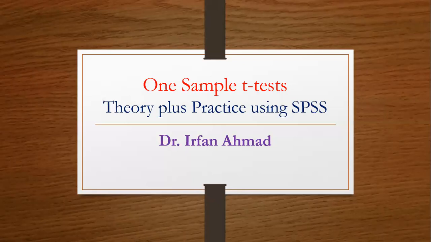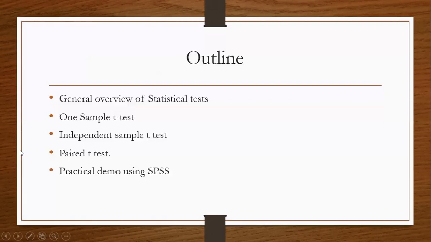Okay, so now coming toward the first slides of the presentation. This is the general outline, the general overview of the statistical tests and one sample t-test, independent sample t-test, paired t-test, and practical demonstration using SPSS. Actually, this is a series that I make for parametric statistics, but in this video, I will just cover the one sample t-test. For the independent sample, paired t-test, and ANOVA, you can come to my channel. On the playlist, you will find these videos.